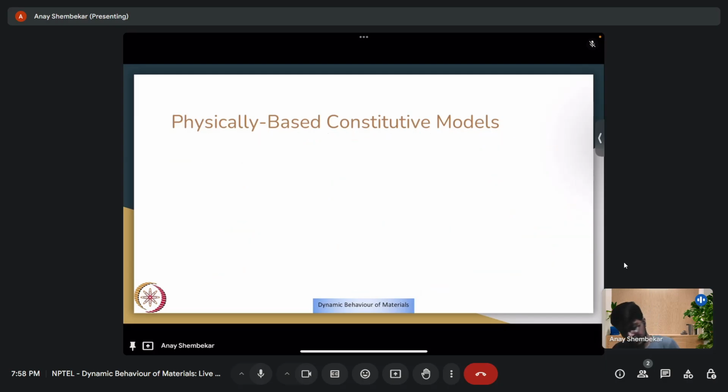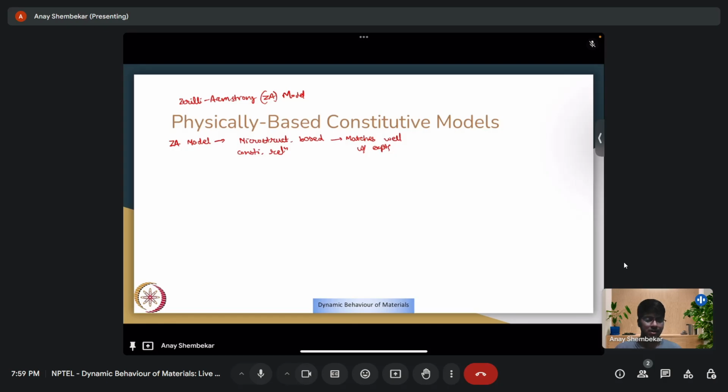This was taken into account by the Zerilli-Armstrong, ZA model, who proposed a microstructurally based constitutive relation, and it matches well with experiment. And it is generally calibrated using Taylor's test.